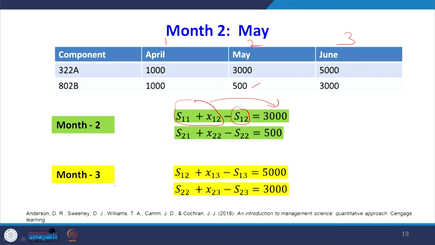In the third month, this S12 will be my beginning inventory from the second period. Then the third month production will help you fulfill 5000. Any additional units will be added as S13. Similarly, for product 2 also.